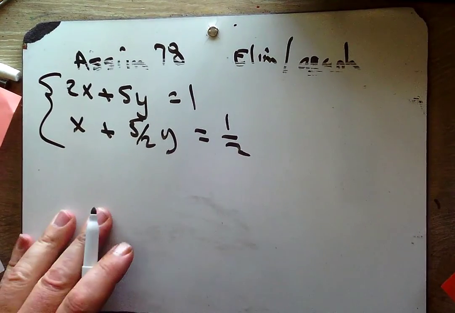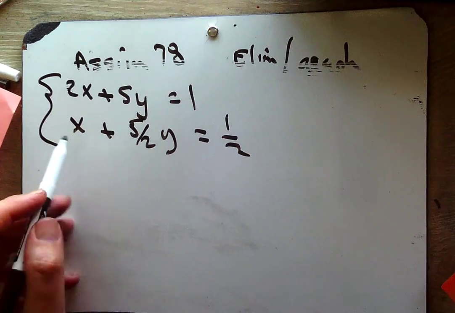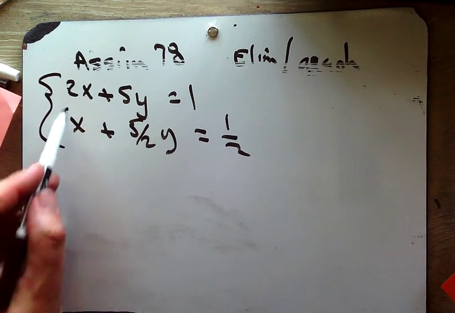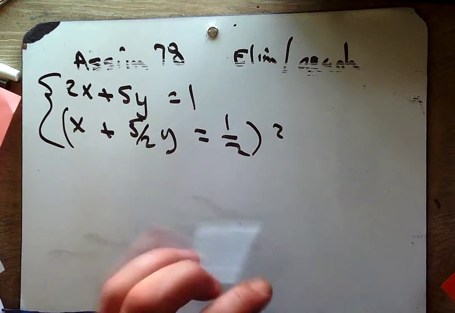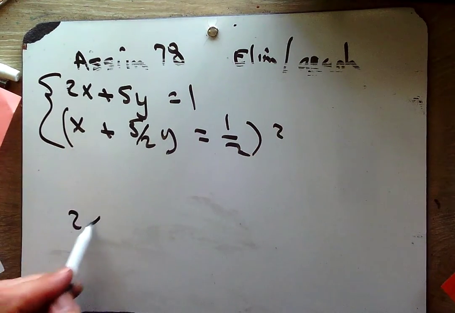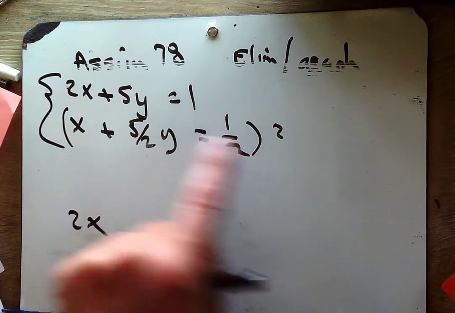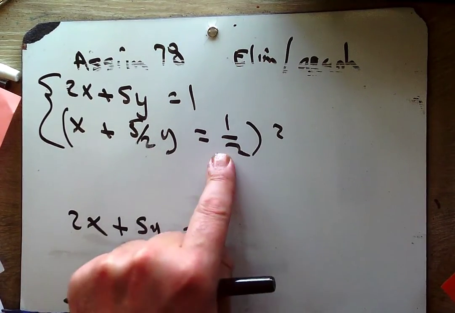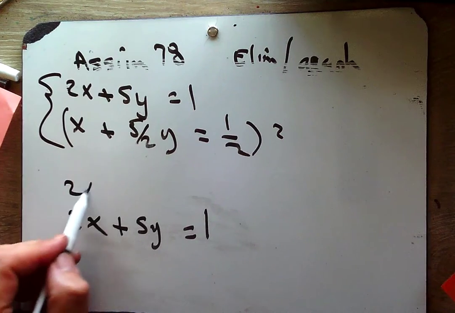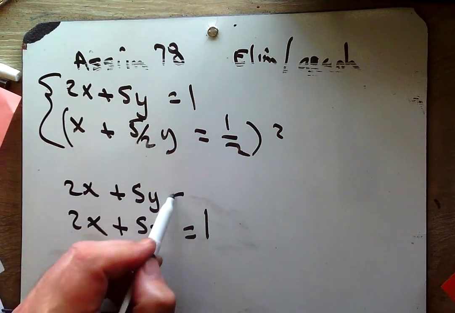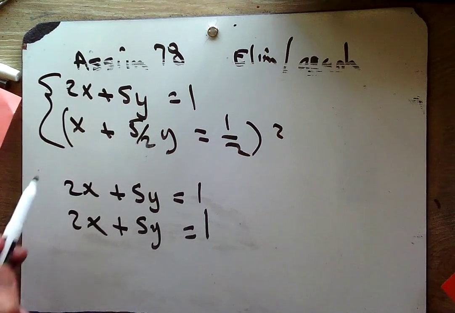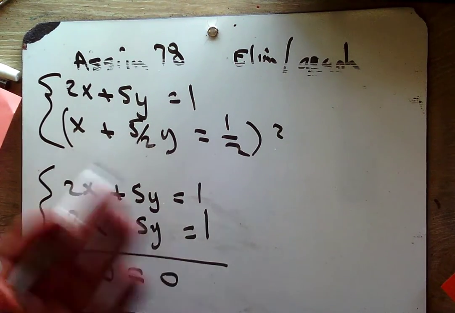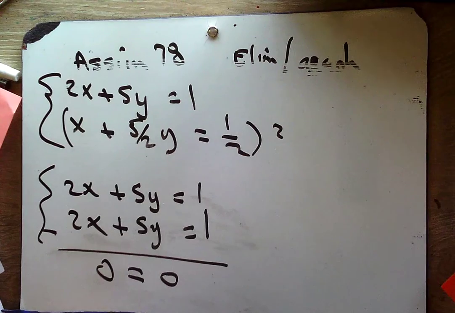Did you use substitution? What'd you do? I'm going to use elimination, and I'm going to multiply everywhere by 2 in this row to clear out the fractions. So 2 times x, and 2 times 5 halves, the 2's cancel, leaving me 5y, and 2 times 1/2 is 1. Mirabile dictu, marvelous to behold. Look what happens. 0 equals 0. So yeah, this is more practice with parametric.